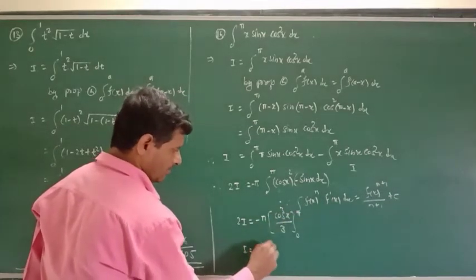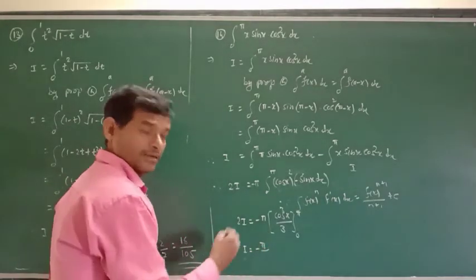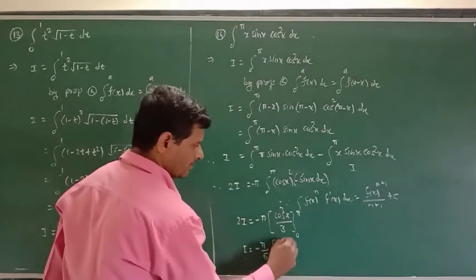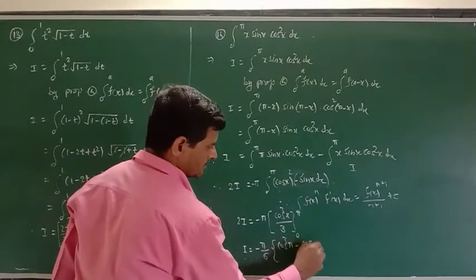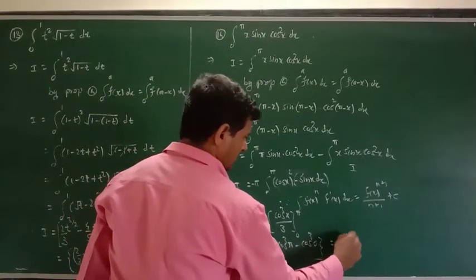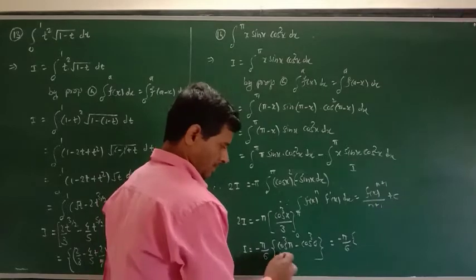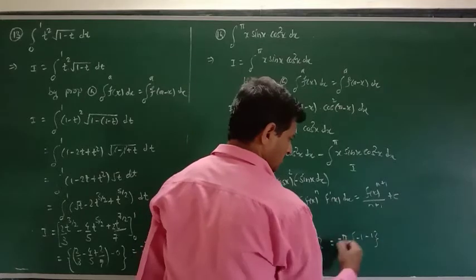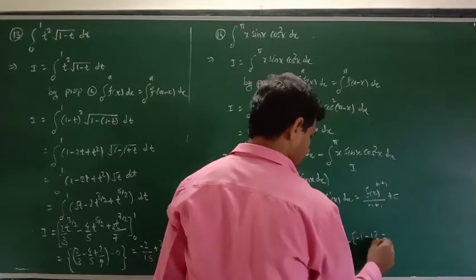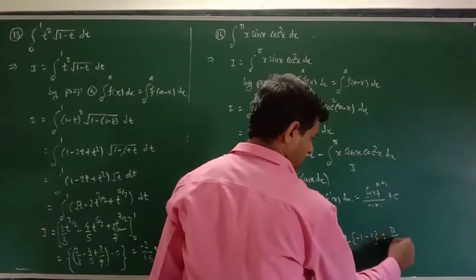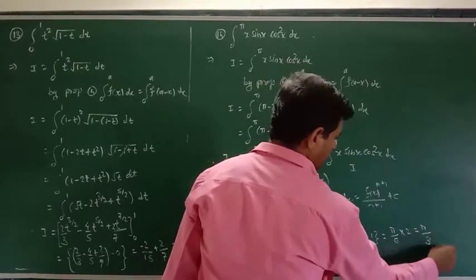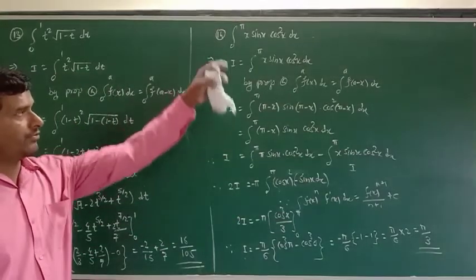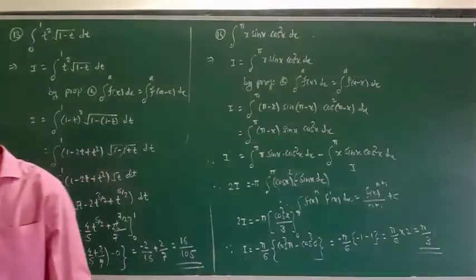So I is equal to minus pi by 2, divided on the right side, and 3 into 2 is 6. Upper limit minus lower limit: cos cube pi minus cos cube 0. So it is equal to minus pi by 6. Cos pi value is minus 1, minus 1 cube is minus 1, minus 1, so minus 2, and minus minus is plus. So pi by 6 into 2. So it is equal to pi by 3. So this definite integral, question number 14, its value is pi by 3.